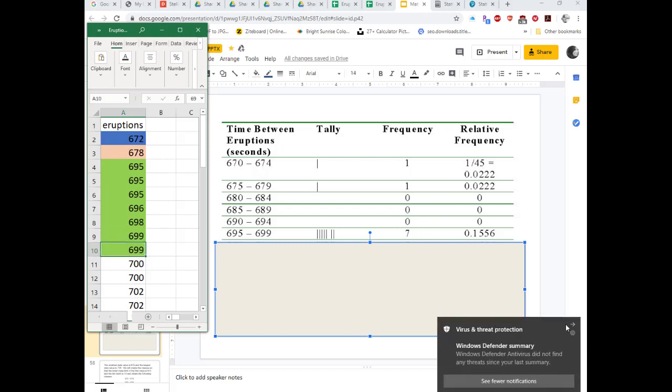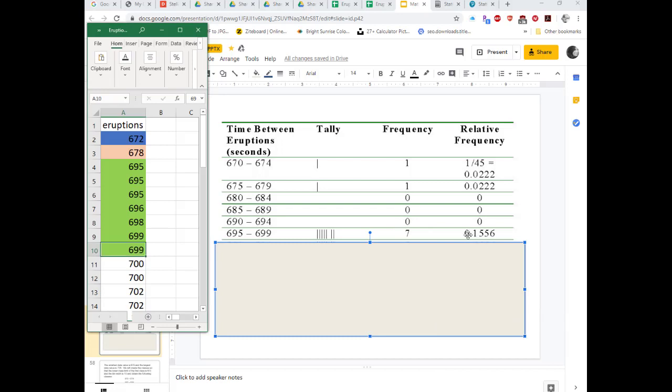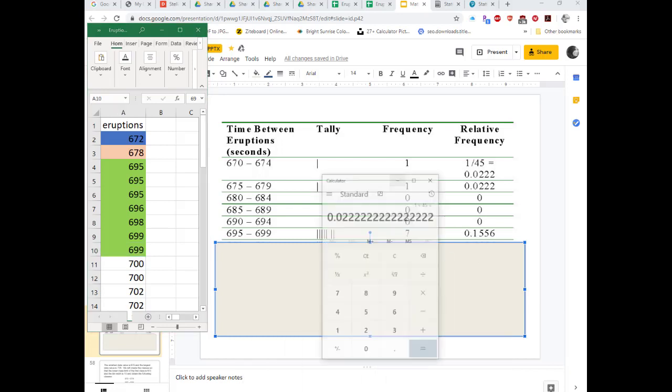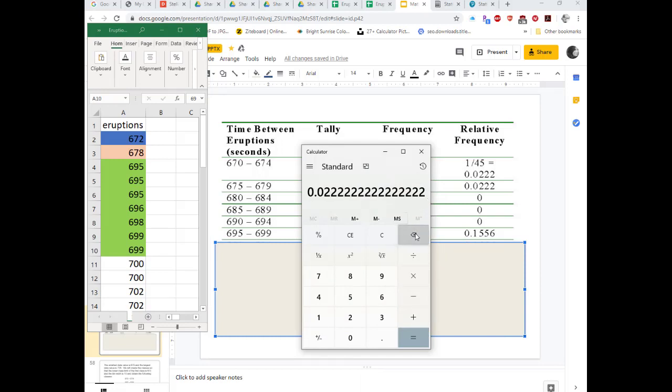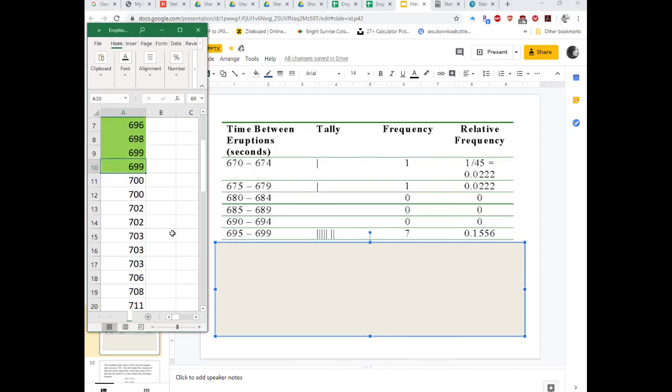That means 7 out of 45 is my relative frequency. So 7 divided by 45 equals 0.1555. If we round, it'd be 0.1556, right? The next bin is going to be 700 to 704.